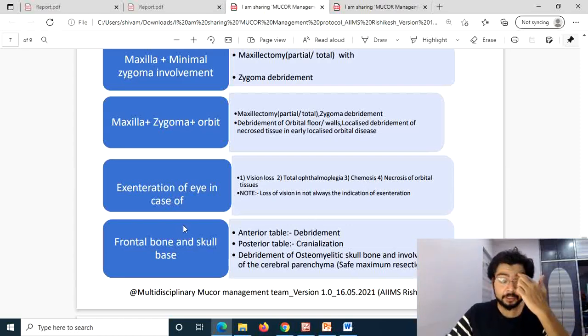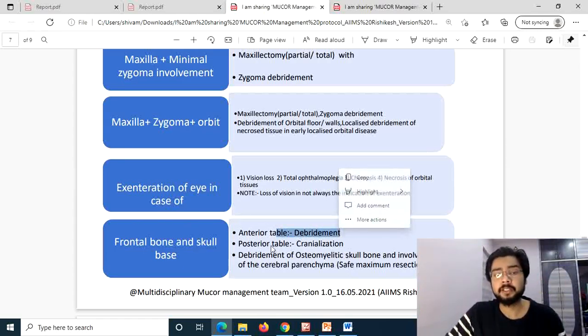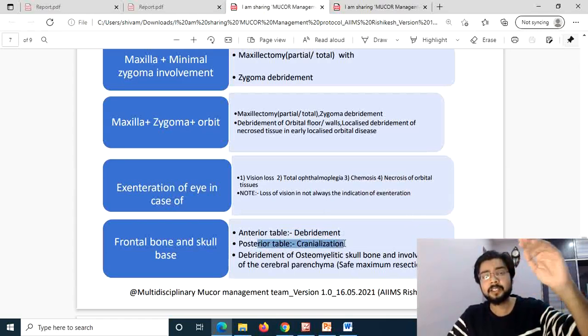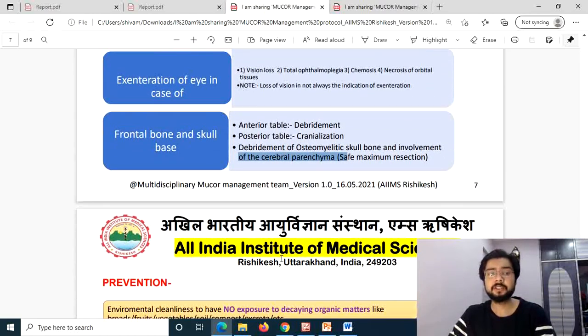If frontal bone and skull base are involved, if only the anterior table is involved, you will debride. If the posterior table is involved, you will do the cranialization. That means you will remove the frontal part and you will do the cranialization. Posterior table also you will remove. Debridement of whatever osteomyelitic skull bone and the cerebral parenchyma safely, whatever is involved.